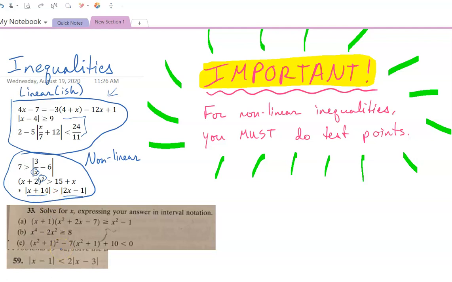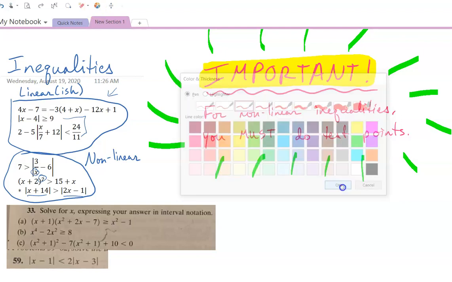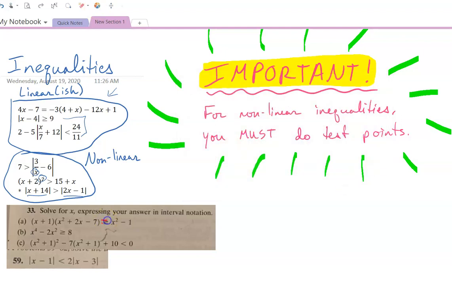But first of all, I want to look at number 33, and I believe this is from section 0.2, maybe 0.3, but I'm pretty sure it's 0.2. All right, so for this first one, we have x plus 1 times x squared plus 2x minus 7 is greater than or equal to x squared minus 1. Because this is a nonlinear inequality, I am going to ignore that there is a greater than or equal to. I'm going to pretend it's an equal sign. I'm going to solve it like an equation, but then I'm going to use those solutions to the equation to do test points on a number line. Okay, so I'm going to come over here.